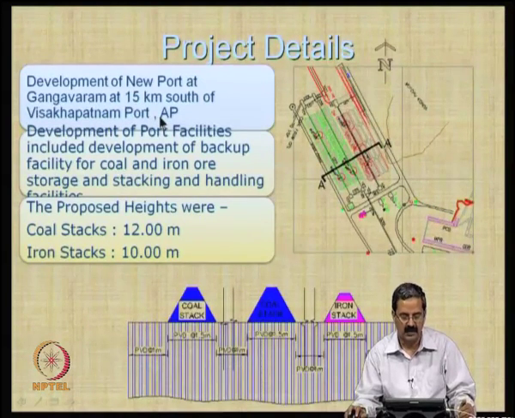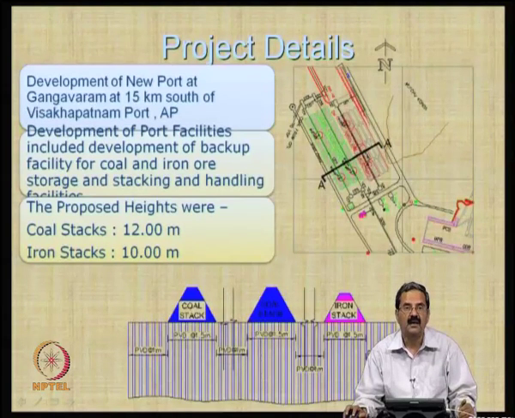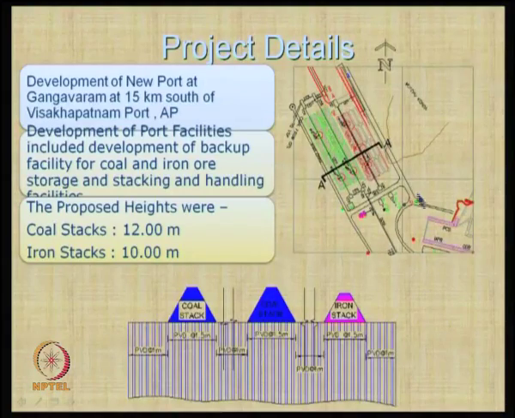The objective is to have coal stacks about 12 meters high and iron ore stacks of 10 meters or so. You can see the coal stack and iron stack. The soil is so poor here that it needs accelerated consolidation, and this is the plan of the whole area.